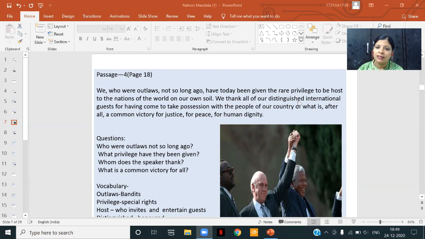We thank all of our distinguished international guests for having come to take possession with the people of our country. So he thanks all these guests for what? For coming down to be part of this historic moment, which was nothing but a common victory for justice, for peace, and for human dignity. He says, from now on, it is going to be a triumphant state for what? Justice, peace, and human dignity. The people who were denied justice would get justice here on. The people who were denied peace would get peace here on. And the people who did not have a right to human dignity were going to get their dignity back.